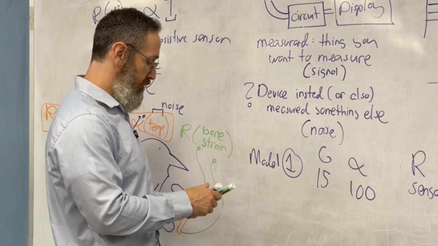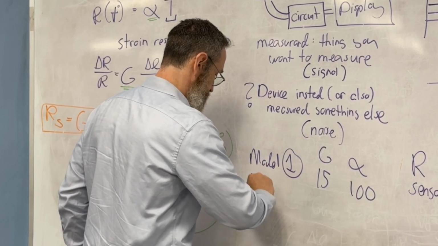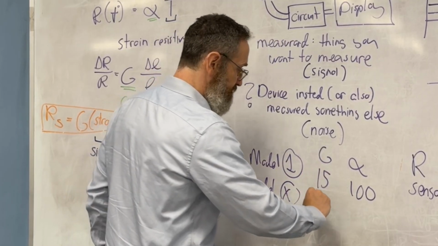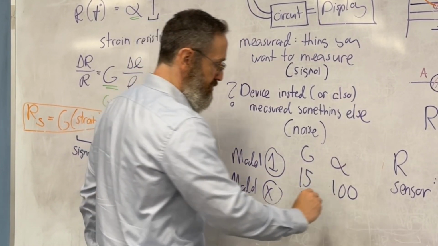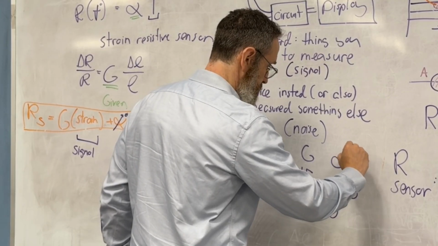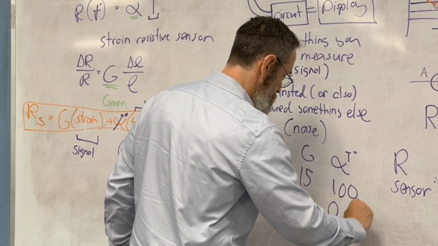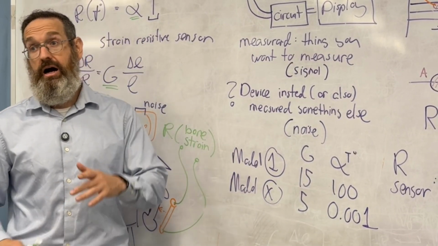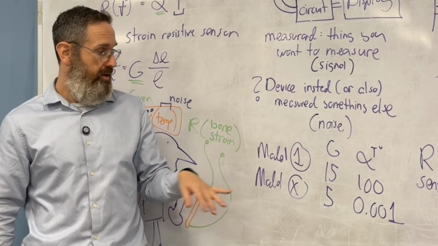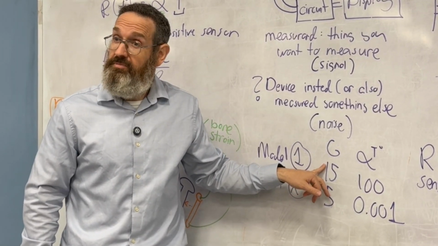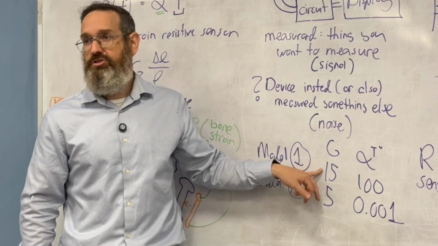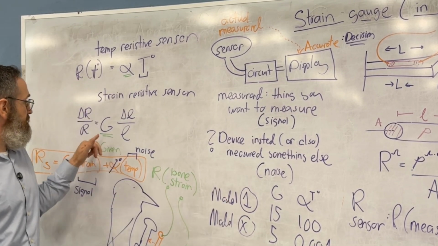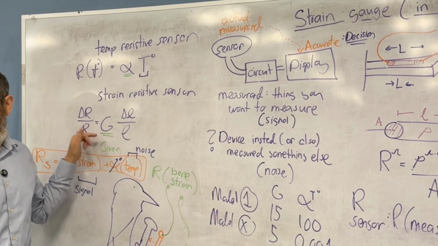Then you notice they sell another one. It's called the Model X. Its gauge factor is 5, and its temperature coefficient, this is for temperature, is 0.001. Now you say, well, look, I'm in the strain gauge business. This is 15, and this is 5. So I'm just going to take this one, right? I'm going to have more sensitivity. This is a bigger number, so when I have a change here, I'll get more of a change here.